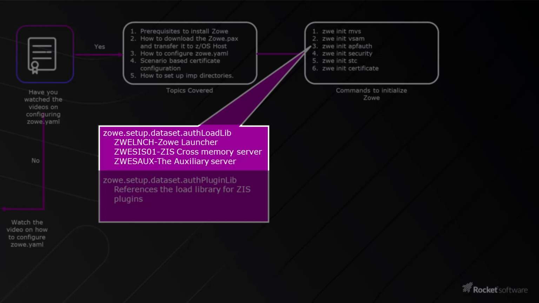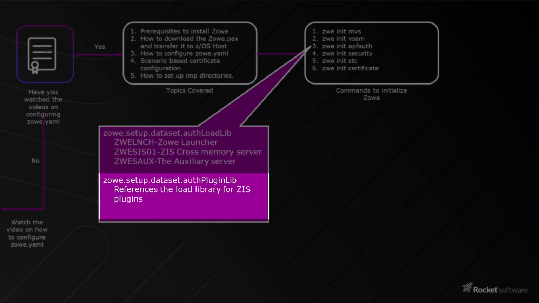zowe.setup.dataset.authLoadlib, which specifies the user custom load library containing the ZWELNCH, ZWESIS01, and ZWESAUX load modules. These are the Zowe launcher, the ZIS cross-memory server, and the auxiliary server, respectively. The second load library is zowe.setup.dataset.authPluginLib. It references the load library for ZIS plugins.